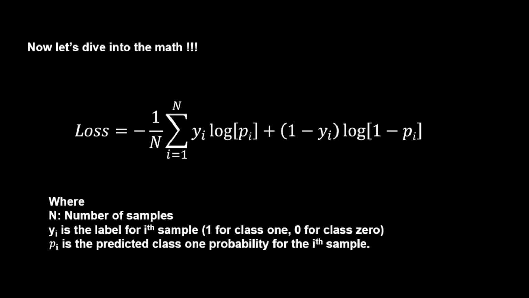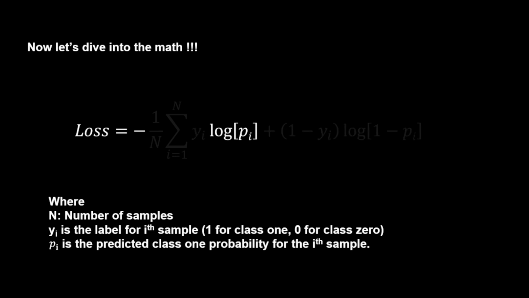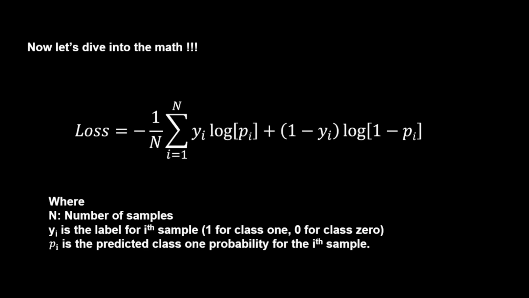Now let's try to understand this equation by breaking it into parts. Let's first ignore the summation term. For class 1, yi equals 1 and 1 minus yi is 0. So what we are left with is just minus log of pi. Similarly, for class 0, we have only this term, which is minus log of 1 minus pi, where 1 minus pi is the predicted class 0 probability. So we can see that this exactly matches with our previous discussion of using minus log of probabilities for calculating the loss.